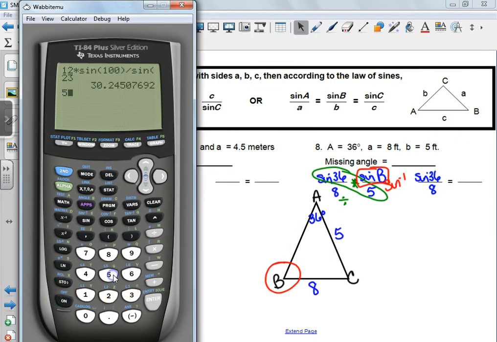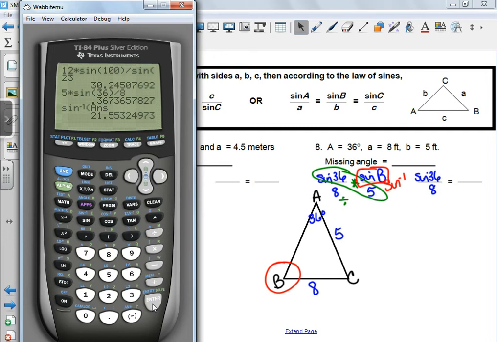So you did 5 times sine 36. You can divide all in the same step. Divide by 8. And then right here, second sine, after you hit enter. And then instead of typing in the little decimal, if you do second and then the negative symbol, it'll bring up the decimal for you. It's bad to round off anything on these problems because your answer is going to come out kind of wrong.